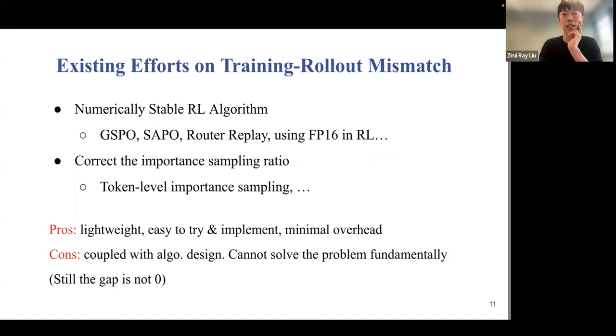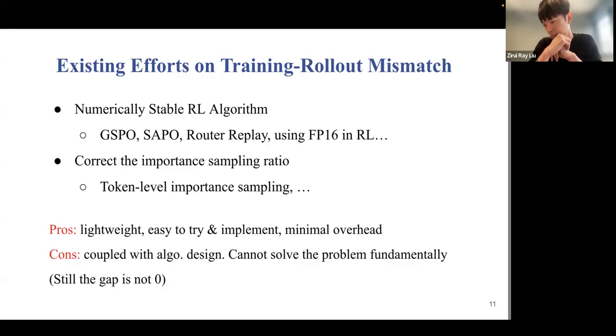Okay, and here are some existing efforts on this problem. People approach this problem from two directions. The first one is the algorithm level solution. The algorithm level solution is that you can develop numerically stable reinforcement learning algorithms to accommodate the numerical error. A few representative projects are GSPO, which calculates the sequence level importance ratio instead of token level, and also SAPO, with a similar idea, and also router replay.